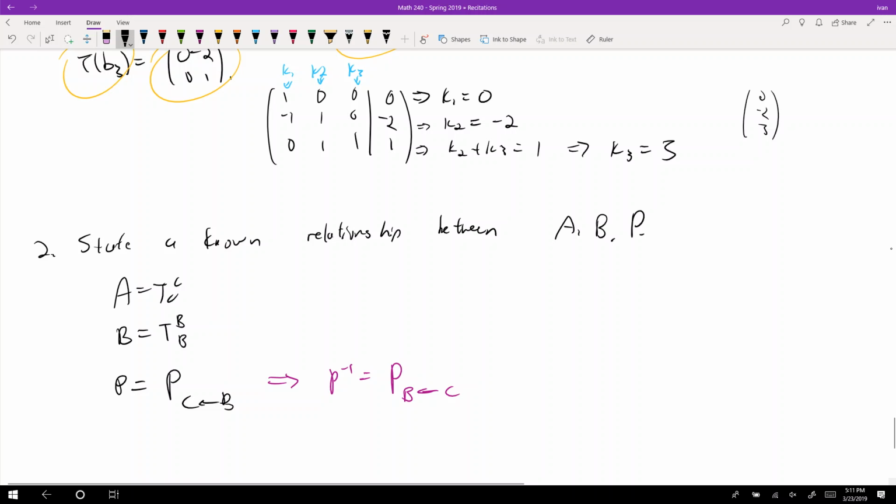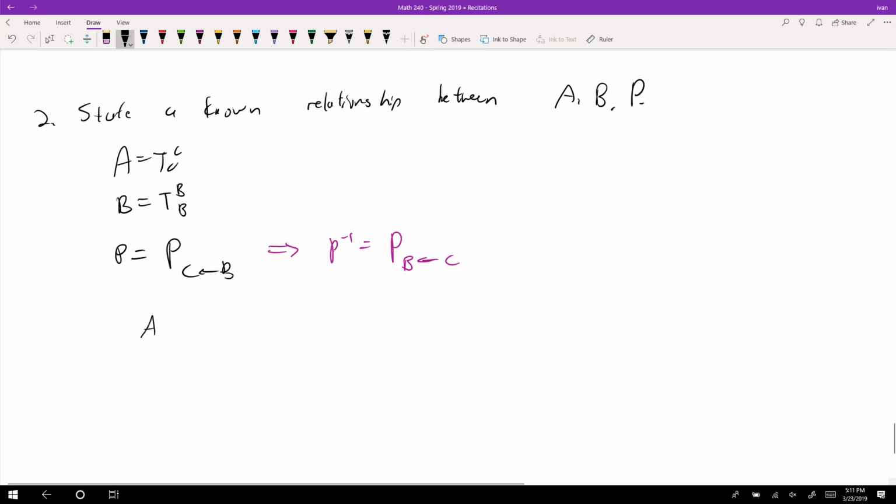Okay, so now we can say, all right, A is TCC. So TCC is equal to TBB in the middle, and then you got P from C to B, and then you got P from B to C. Because the idea is you start your journey in C, you go through all these B guys, and then you end up back in C. That's what we're doing here. We started in C and we end up back in C.